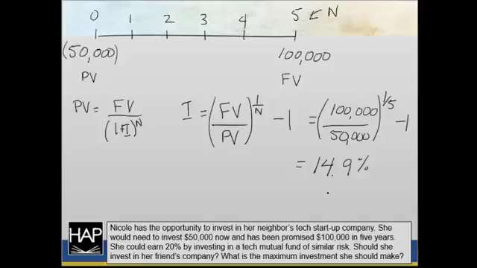I know that this rate of return is lower than the 20% rate of return I would obtain by investing in a mutual fund of similar risk. So my neighbor's proposition to invest $50,000 today and get $100,000 in 5 years is not as good as the 20% rate of return that I could get on a similar investment of similar risk.